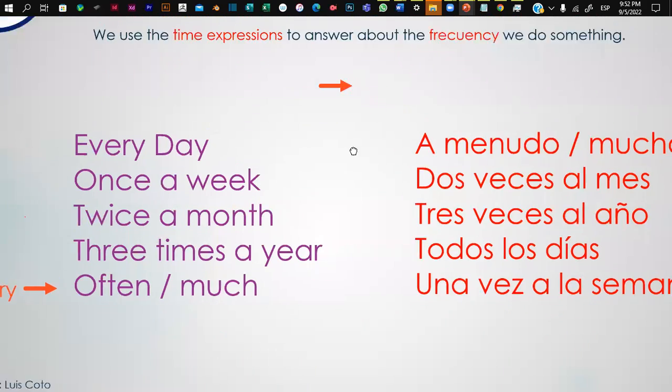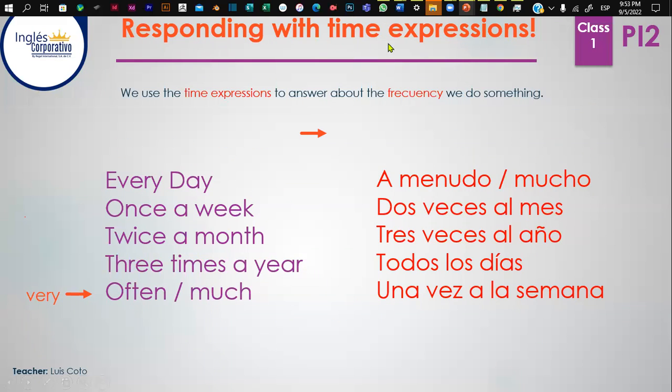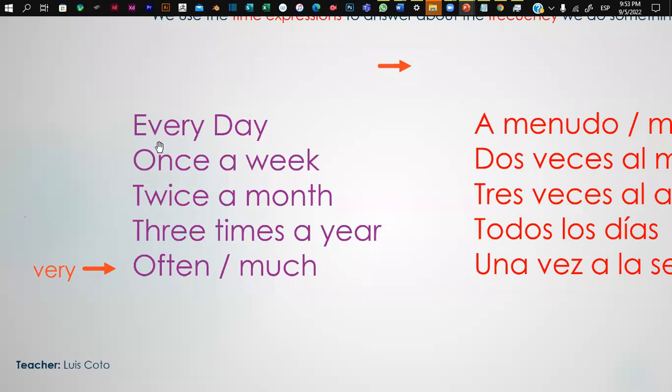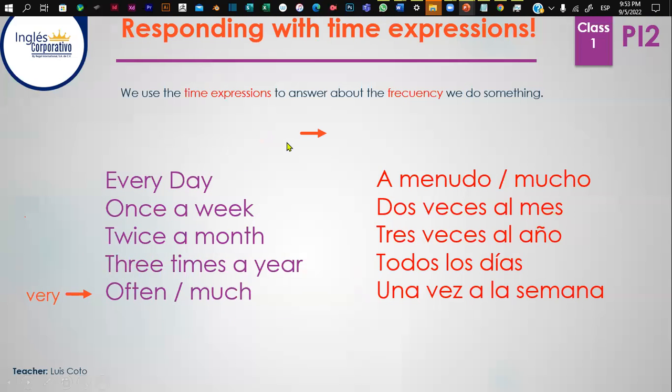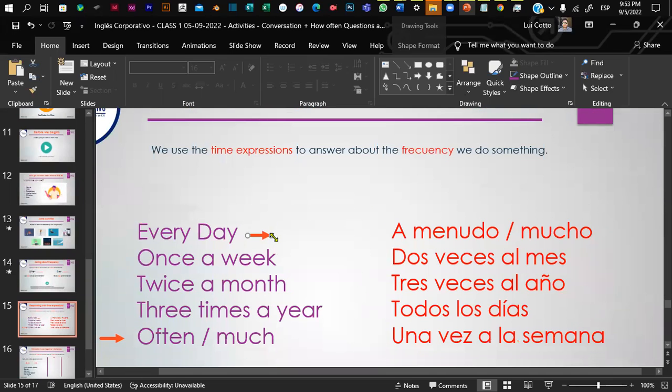Frequency. Okay, good. How do you respond to questions with often or questions with ever? You can use time expressions. They are useful. They are very useful. The first one is? Every day. What does it mean, every day? What is the meaning? Every day. That is the meaning.